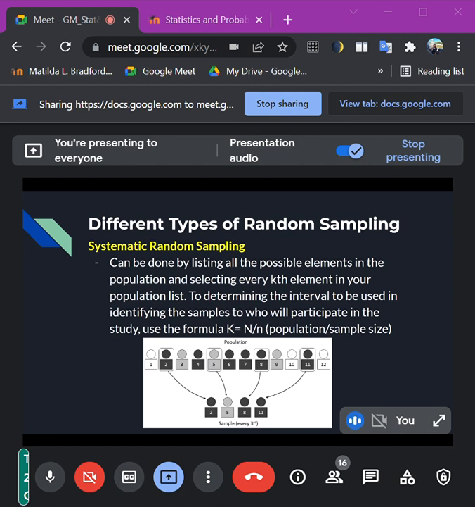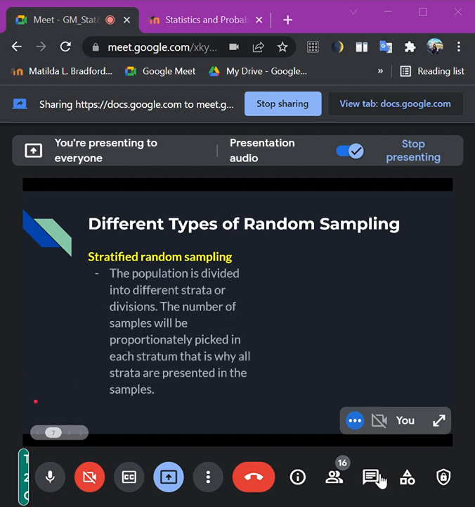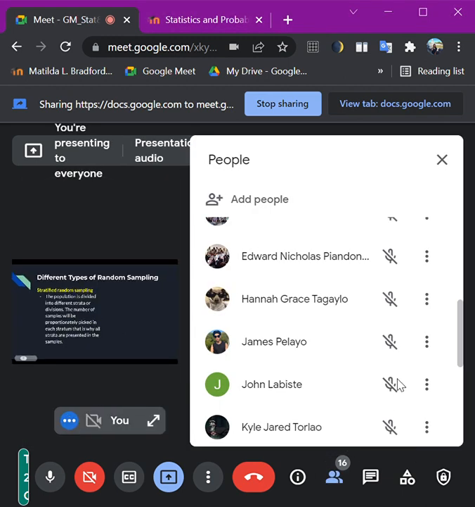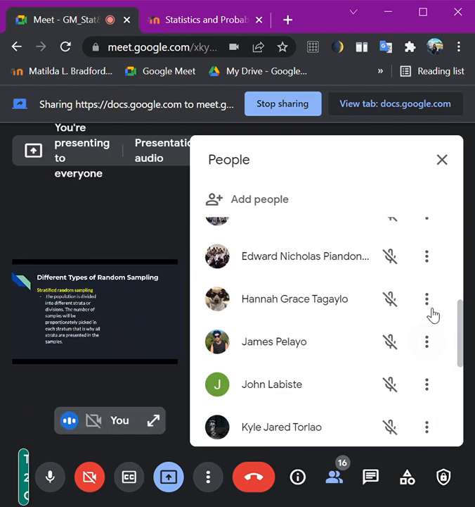So earlier, we had simple random sampling, which uses only a fishbowl. Okay? So that is for the second technique. Now, let's go to the third one, stratified. Can you please read, Pelayo? Ah, Pelayo is not here, no? Sorry. Torlao.